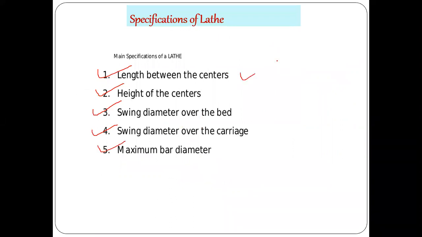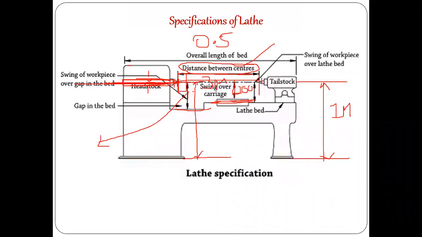They are nothing but the distance between the centers, height of the centers, swing diameter over the bed, as well as swing diameter above the carriage, and maximum diameter of the bar which can be inserted into the spindle. So this is one parameter, this is the center height, and this is above the spindle, the carriage height, swing above the carriage, and swing above the bed, and this diameter. So these are the 5 important specifications of lathe.